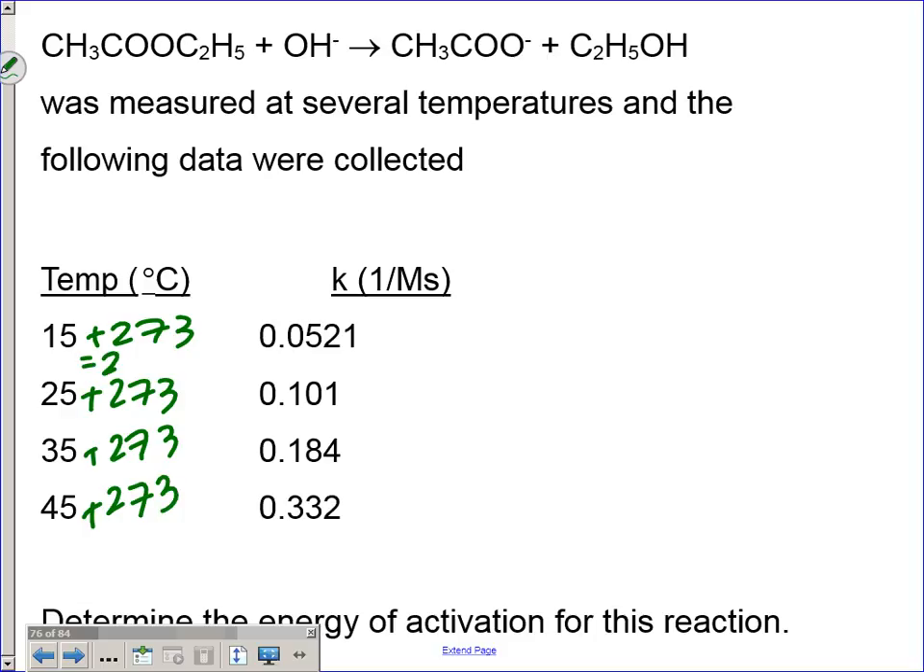So 288. What is that? I knew that. Sorry, guys. 288, 298, 308, and then 318. Is that right? Okay.